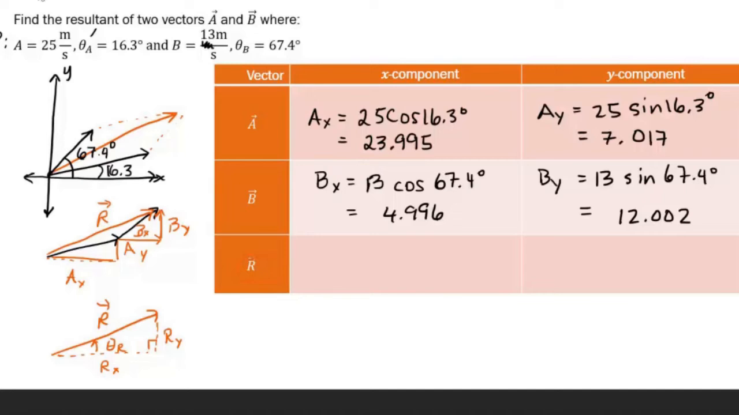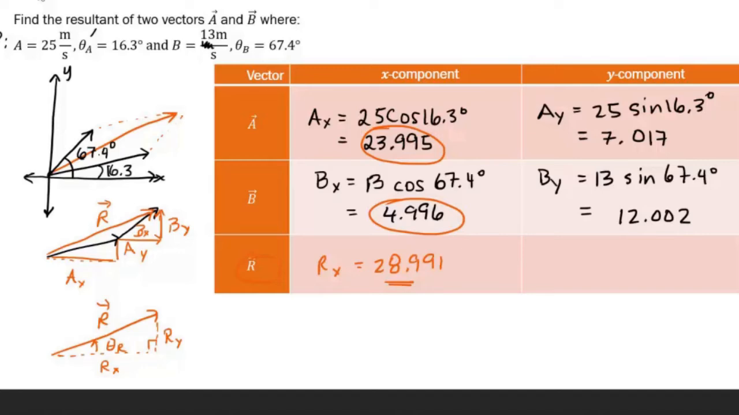So now we want to find the x component of vector r. So we'll take the x component of vector a and add the x component of vector b. That gives us an x component of the resultant of 28.991. Here I'm just adding the two decimal numbers. Another way to get to 28.991 is to simply add 25 cos 16.3 plus 13 cos 67.4.